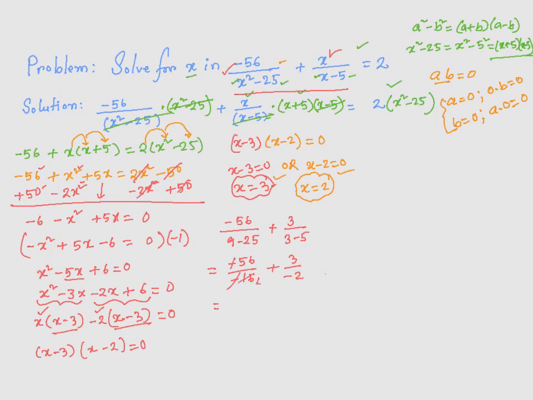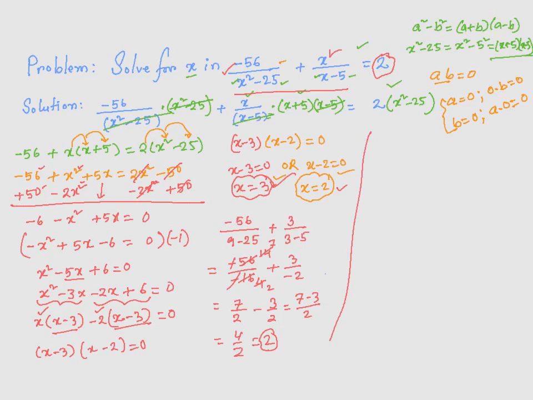So 4 goes into 16 4 times, 4 goes into 56 14 times, 2 goes into this twice, 2 goes into this 7. So it's going to be 7 over 2 minus 3 over 2, which is, by the way, 7 minus 3 over 2, which is 4 over 2, which is just 2. That's exactly what we have on the right hand side, so it checks. So this one checks. Similarly, you can check the other one, x equal to 2. By the way, it will check too.